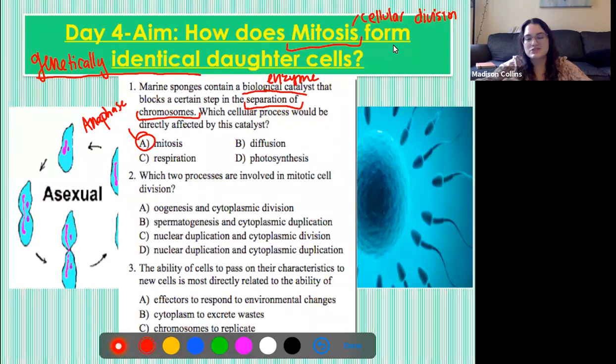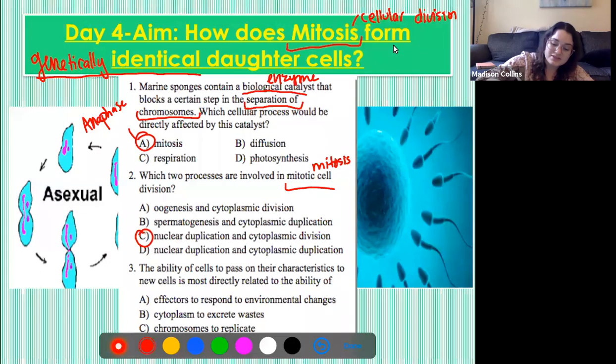Okay. Number 2, which two processes are involved in mitotic cell division? This is just a fancy way of saying mitosis. So what has to happen in mitosis? Well, I just told you guys that we have to duplicate and then separate those chromosomes. Okay, so another way of saying that is C, nuclear duplication and cytoplasmic division. Now, I know these are some really big words, but nuclear is just another way of saying the nucleus duplicates, right? The nucleus multiplies itself by 2, and then the cytoplasm is going to divide. So those cells are going to split into 2.